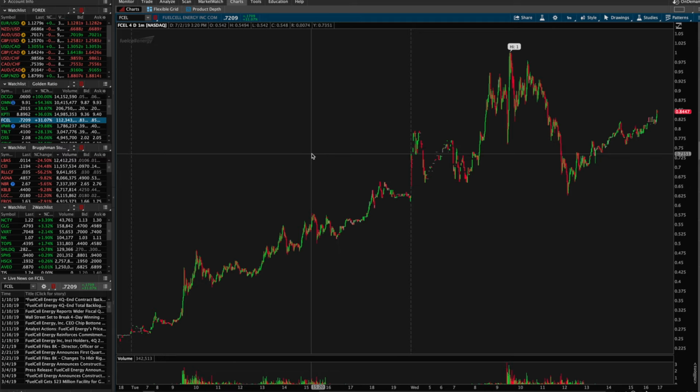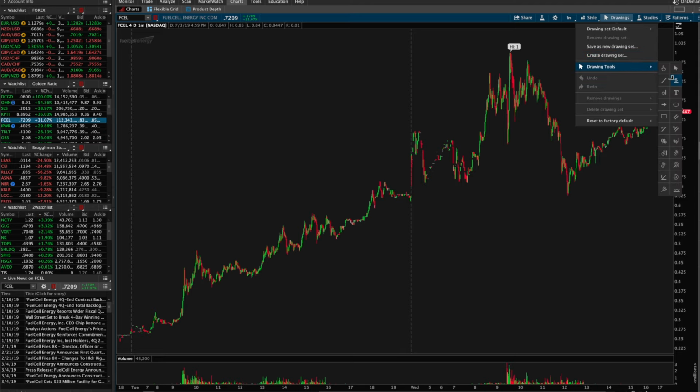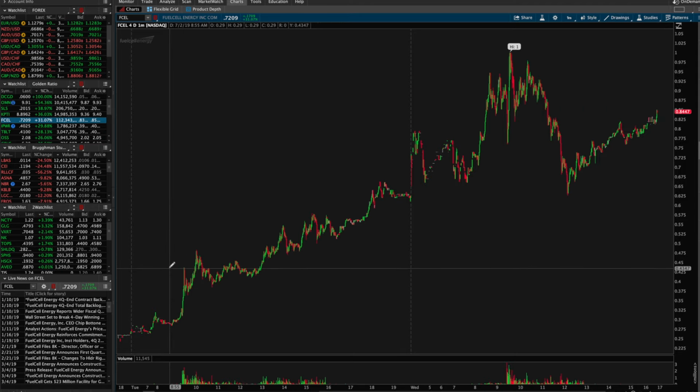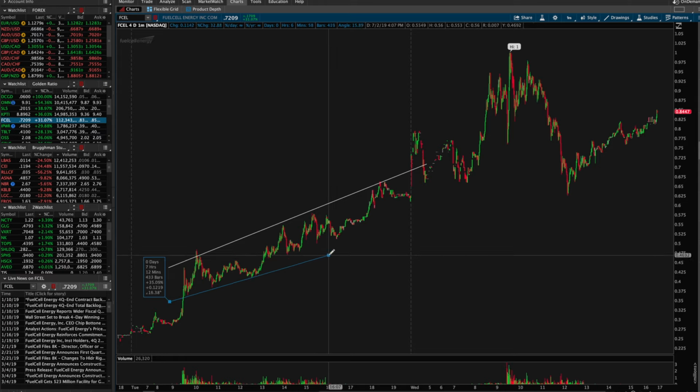I'm just going to go over FCEL, Fuel Cell Energy Inc., mainly because I really like their chart pattern. I really like how it's laid out. It's almost like a perfect chart, and I want to go over it and show you guys exactly how you can trade a chart like this in the future, just from a few simple tactics that I've picked up along the way. Let me go ahead and draw trend lines right up here.